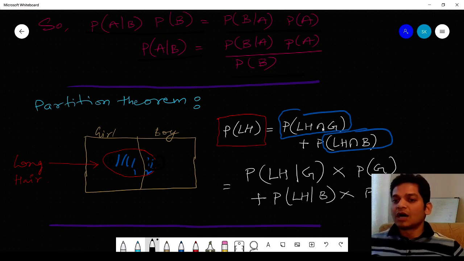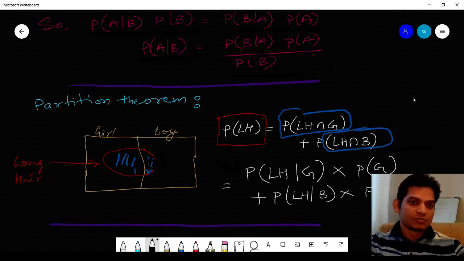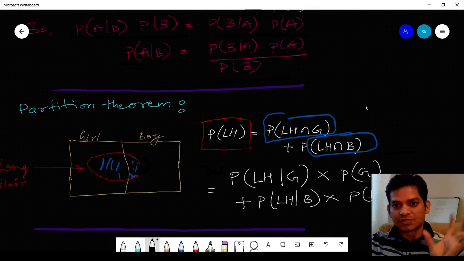So now, after having this equation, we can apply the multiplication law. The intersections can be decomposed into the probability of long hair given girl times the probability of girl, plus the probability of long hair given boy times the probability of boy. We will be using this in the example, and these two things, the Bayes theorem and the partition theorem, are very crucial to understanding business scenarios.